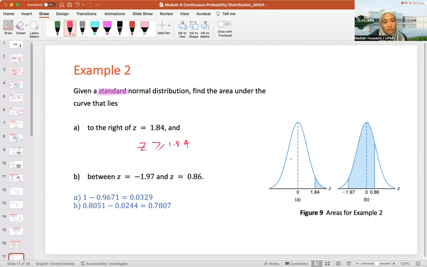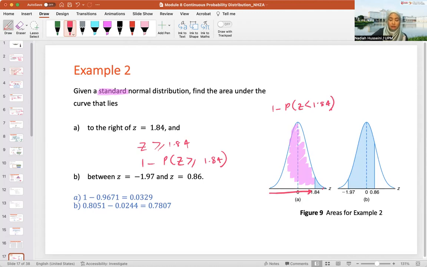So if I only have a table of cumulative distribution function, how do I rephrase this question so that I can find this guy? So it would be 1 minus the probability of z being less than 1.84. I have to subtract from 1 because what I'm trying to find is this guy, but the cumulative distribution function of 1.84 tells me this portion. It goes from here to here. If I specify 1.84, this is what they're going to give me, which is not what I want. So how do I find this region instead? 1 minus the probability where z is less than 1.84.